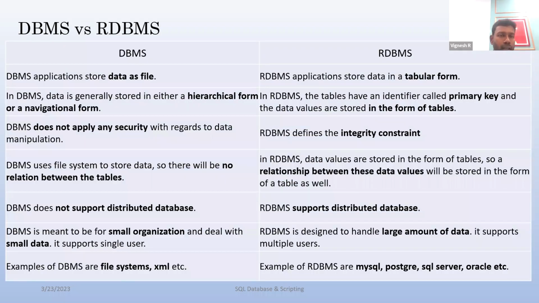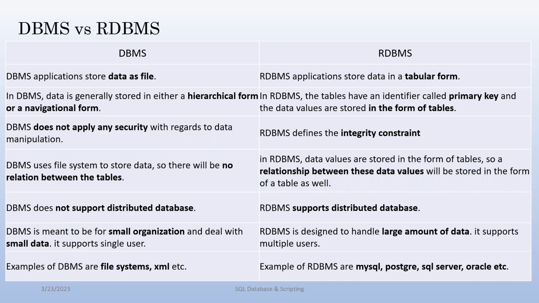So there are some differences between DBMS and RDBMS. In the DBMS, the application stores data as a file. Previously we were storing all the data, all the records, as a file, for example XML or a file system, whatever it may be.